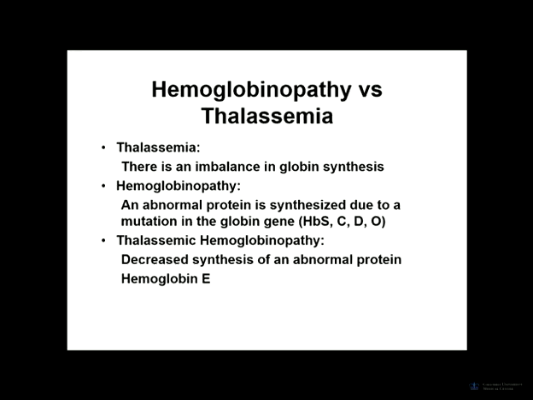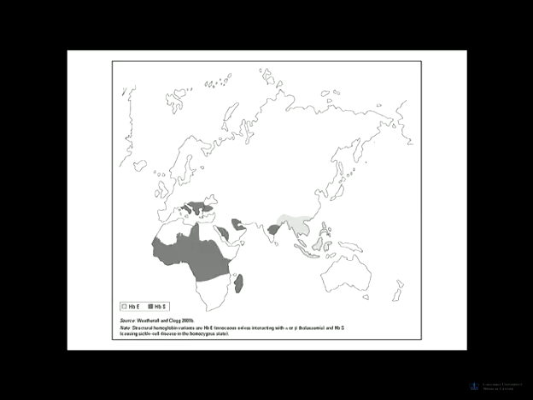Hemoglobin E is a mutation where you have decreased synthesis of the hemoglobin E, but you're also synthesizing an abnormal protein. So it has features of both a hemoglobinopathy and a thalassemia. The reason I'm bringing it up is that some people say that hemoglobin E is the most common hemoglobinopathy in the world. It's extraordinarily prevalent in Southeast Asia. Something like 40 to 60% of people in Laos have hemoglobin E. So even though we don't see it as much in New York City, hemoglobin E worldwide is a huge problem. You see it in Bangladesh and Southeast Asia.